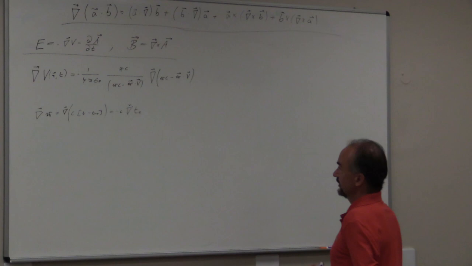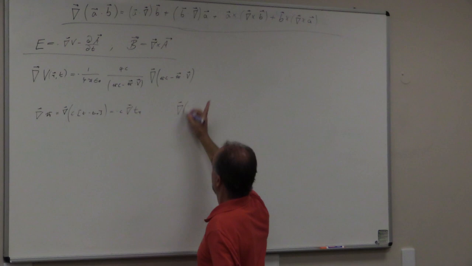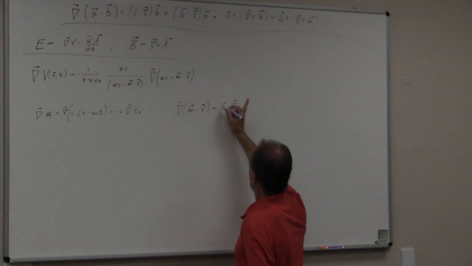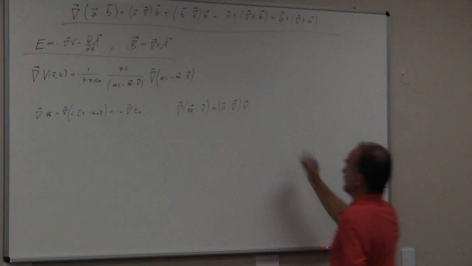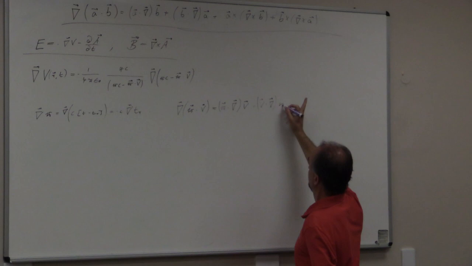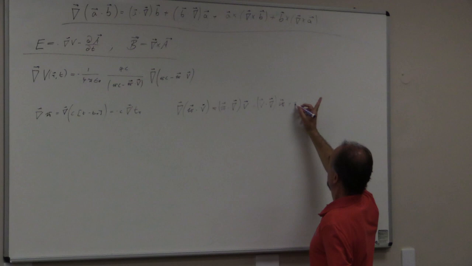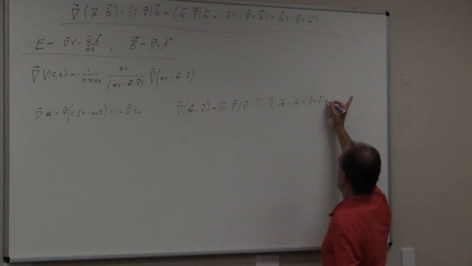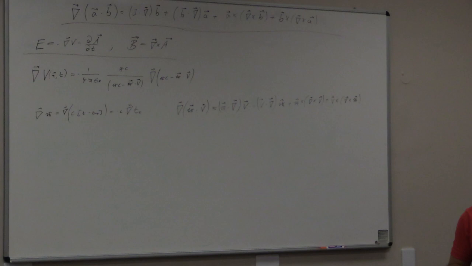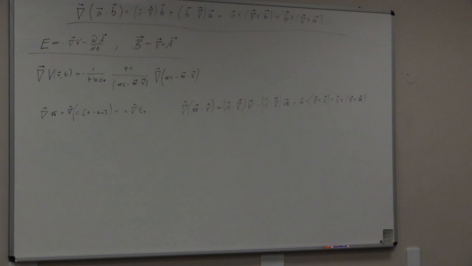So we can apply that to the gradient of R dot V. It gives us R dot gradient applied to vector V, plus V dot gradient applied to R, and then these cross products: R cross curl of V plus V cross curl of R. And this is where it's getting messy. I think what we should do is only go through one or two of these terms, so that you can see how we get the velocities and accelerations in there.